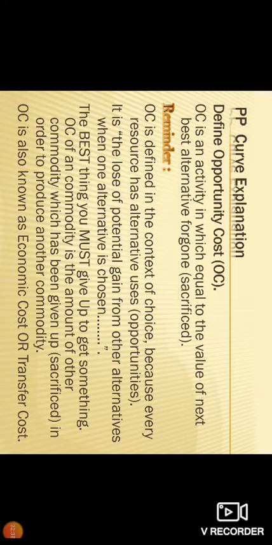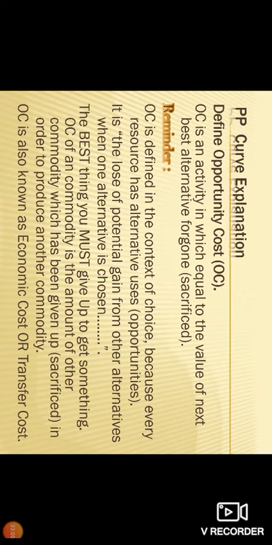If you produce one good, you have to sacrifice the production of another good. The best thing you must give up to get something. That is, you need to give up something to gain something. The loss of potentiality gained from other alternatives when one alternative is chosen. If you choose one alternative, you have to sacrifice the other alternatives.